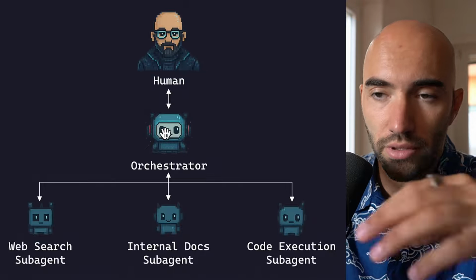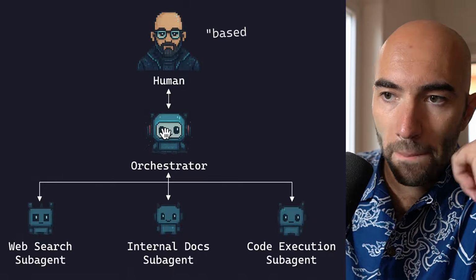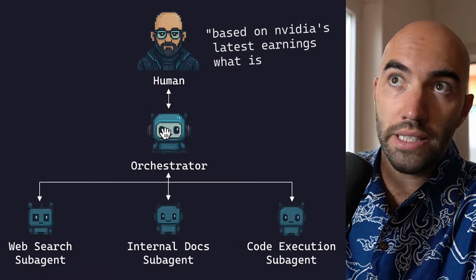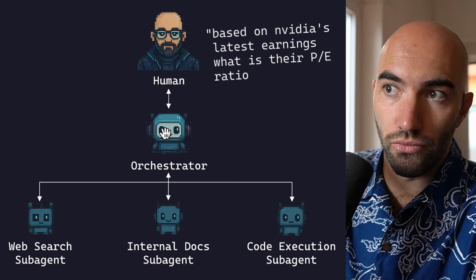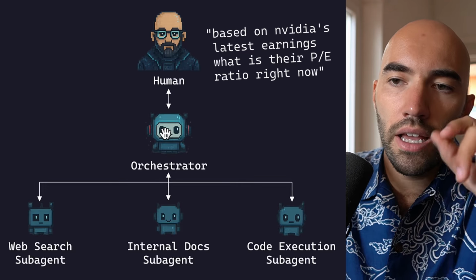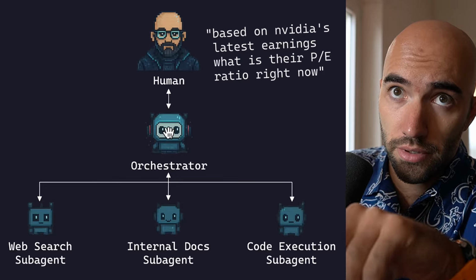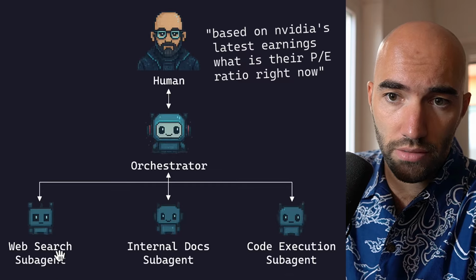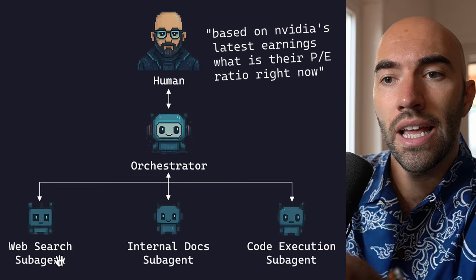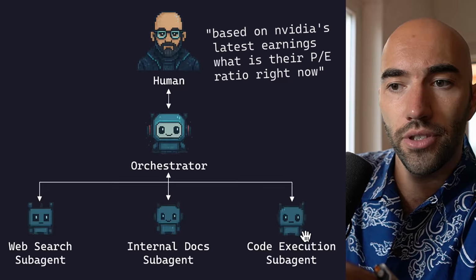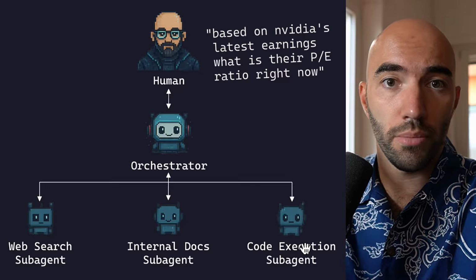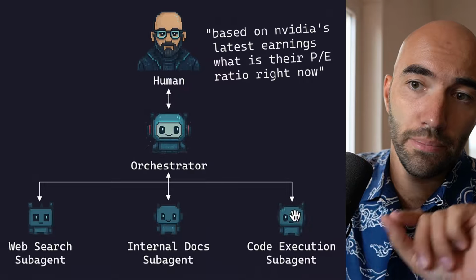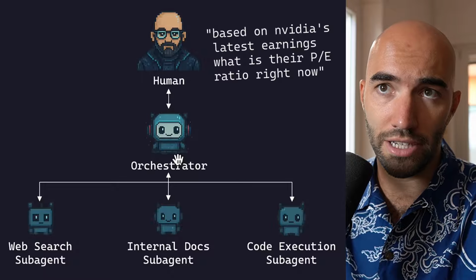So, for example, let's say our question is based on NVIDIA's latest earnings. What is their PE ratio right now? Okay, that could be an example. In that case, we would want to get the financial data from their latest earnings report using the web search subagent. We would get that information, and then pass it over to our code execution subagent, which would perform some calculations for us to calculate that ratio. And then that will be passed back to the orchestrator, and the orchestrator would pass that information back to us.